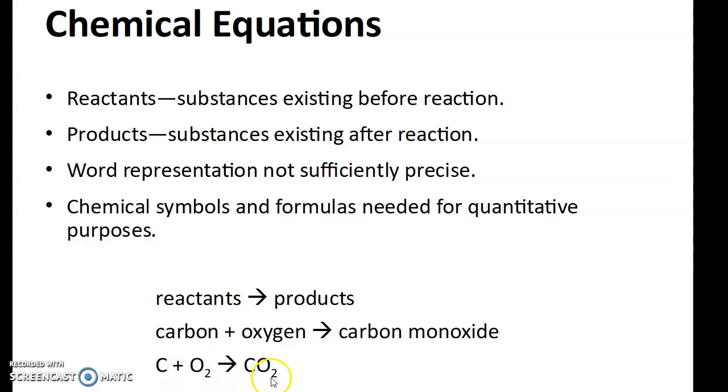But for that reaction to be balanced, you'd have to put a 2 in front of this, and then you'd have 2C plus O2 becomes 2CO. And that's what is shown on the bottom of the slide if you downloaded this material.